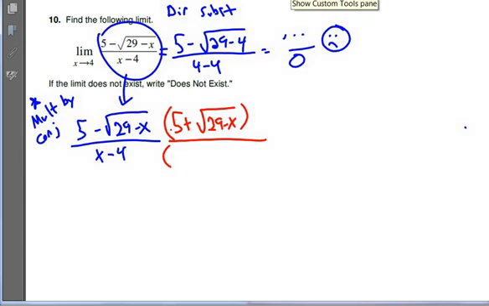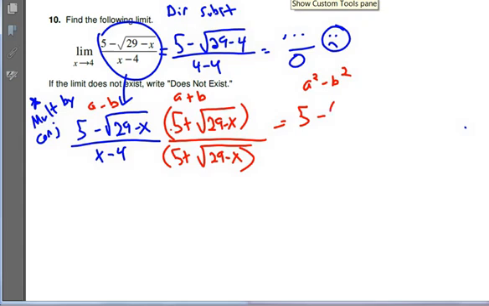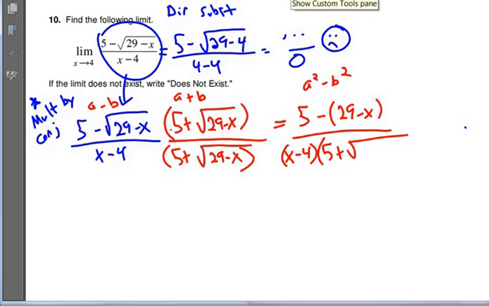So we have 5 plus the square root of all that stuff over 5 plus the square root of all that stuff. The reason why we do the multiply by the conjugate, and it's so helpful, is because that gets us to an a minus b times an a plus b situation, which, if you recall, is an a squared minus b squared situation. And a squared is going to be 5 squared, 5 squared please. And then square root of 29 minus x squared is just 29 minus x. So I think I fixed that at some point here.